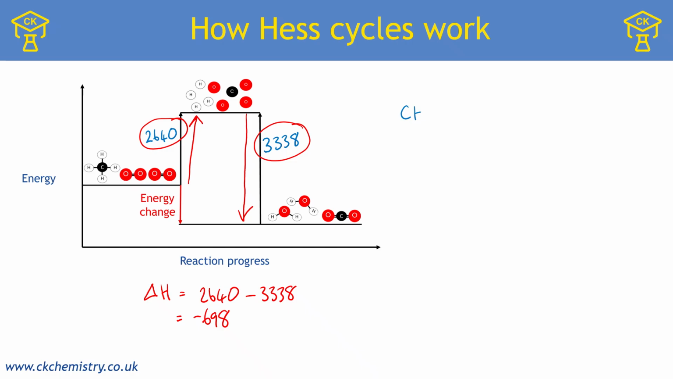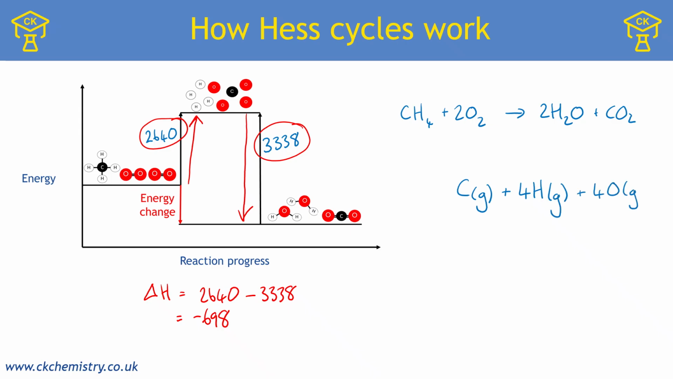So we could write the chemical reaction that we're calculating across the top, 2H2O and CO2. At the bottom would be our gaseous atoms. Oops, did it wrong. I was thinking about elements. 4 hydrogen atoms and 4 oxygen atoms. So that's the same as what we've got here.